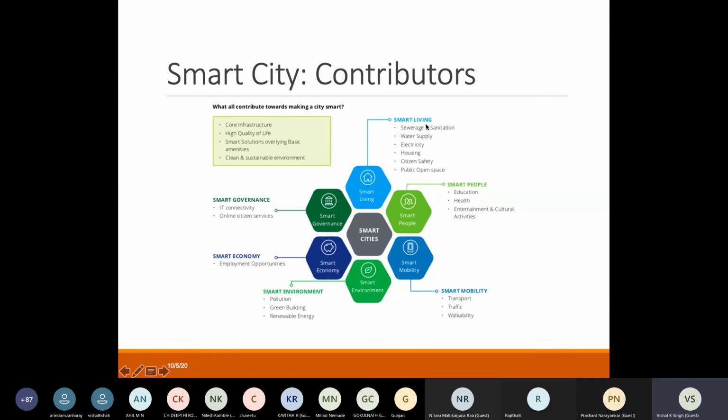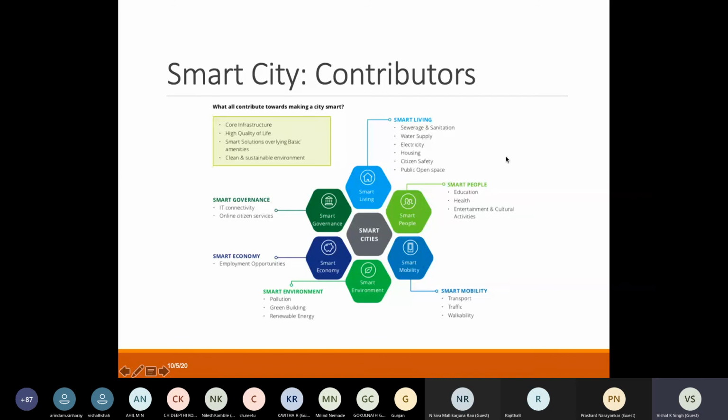So then there is smart living. That is smart housing, smart water supply, smart electricity, smart public open spaces, sewage systems, sanitation systems, and all these things, if they can be managed in an organized way, in a way in which they can use information and communication technology, so that they would not impose any extra overhead, and that would streamline the entire process. This contributes to the smart living environment.